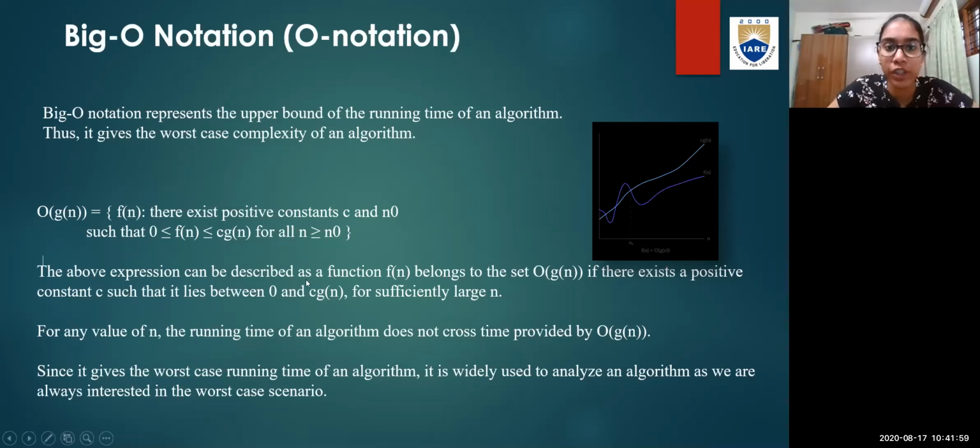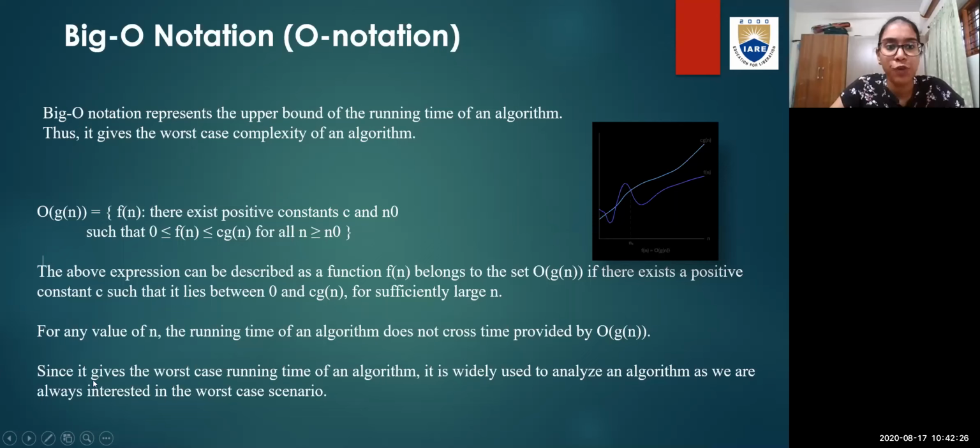The above expression can be described as a function f of n belongs to the set big O of g of n if there exists a positive constant C such that it lies between 0 and C into g of n. It should always give you the upper bound. So big O notation needs to satisfy this condition: 0 is less than or equal to f of n is less than or equal to C into g of n.